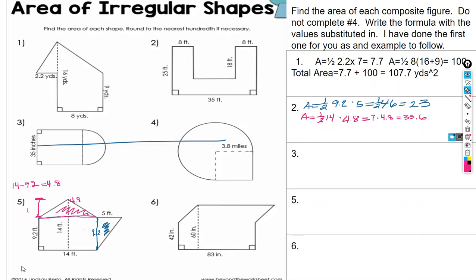So now I've got 2 of the areas that I need. All right, last one. Let's use green. Green's my favorite color, so we're going to use green. Okay, so now we're going to find this area. And I've got a base of 14 and a height of 9.2. Area is equal to 14 multiplied by 9.2, which is 128.8.